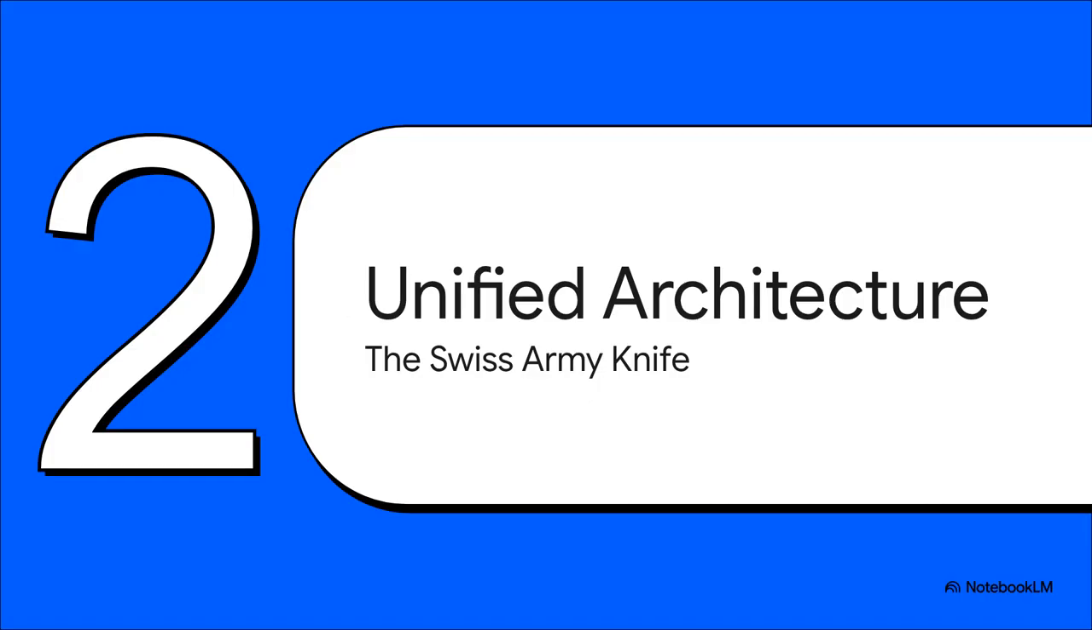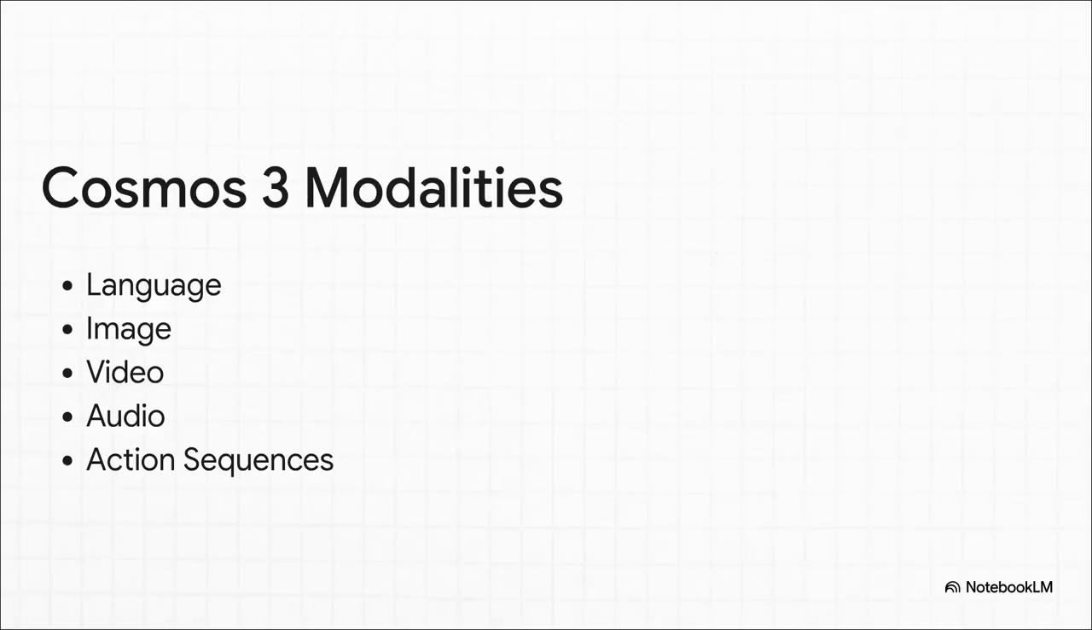Moving right along to Section 2, the unified architecture, the Swiss Army knife of AI. Cosmos 3 essentially acts like a Swiss Army knife for artificial intelligence. It supports highly flexible input and output configurations across all these modalities natively and at the exact same time. We're talking language, image, video, audio, and action sequences. Imagine being able to prompt a model with a short video clip and some ambient audio, and having it instantly generate a logical physical action sequence in response. Processing all of these dynamic streams simultaneously requires highly optimized encoders, which completely changes how the underlying infrastructure has to be built.